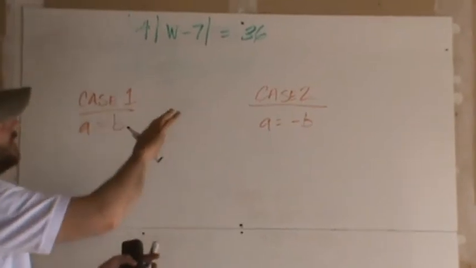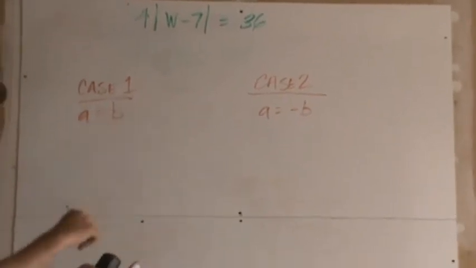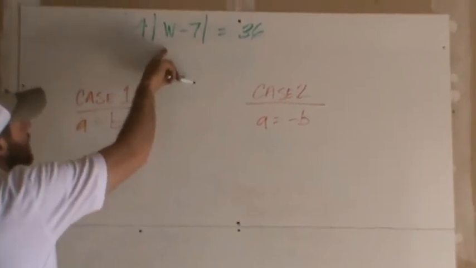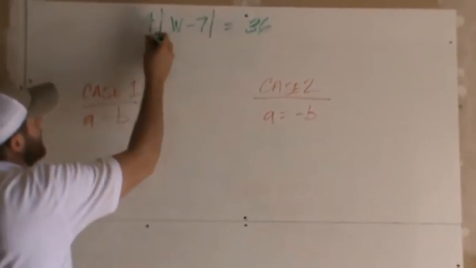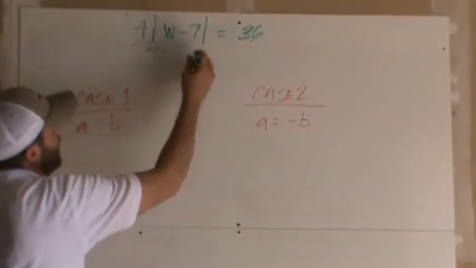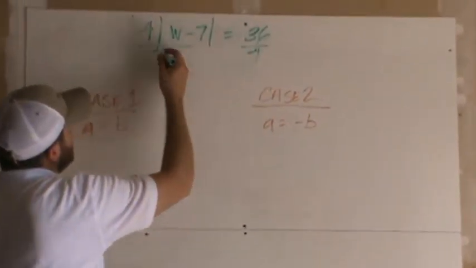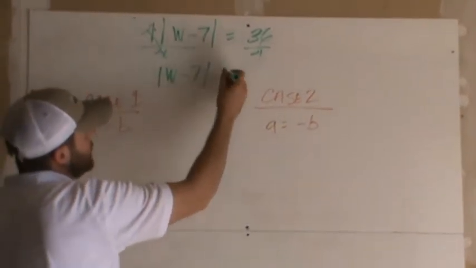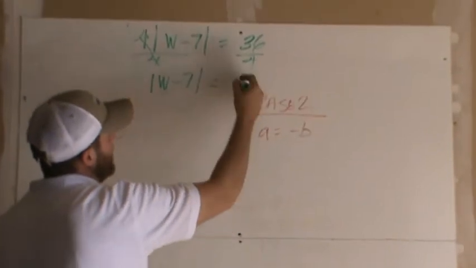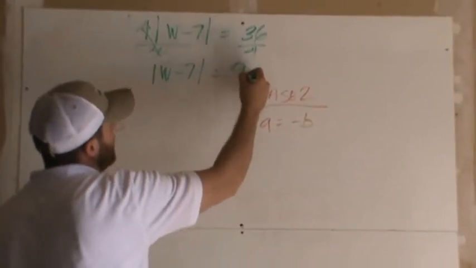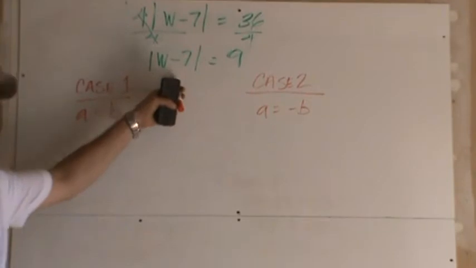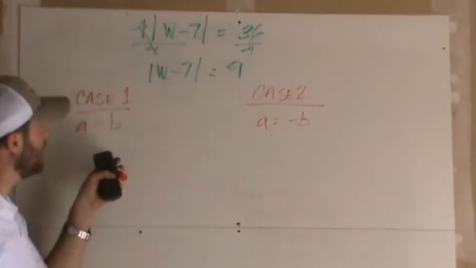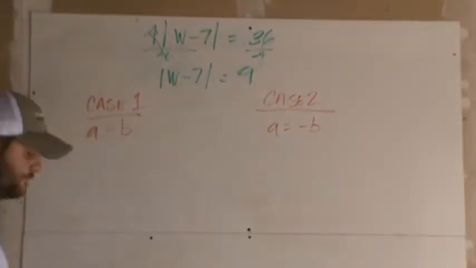So we want to get rid of that and get everything we can that's not inside that absolute value to the other side. In this case, two things next to each other means multiplication. If we're doing opposites, we're going to divide by 4, divide by 4. These will cancel, leaving us with just that w minus 7 inside the absolute value. And 36 divided by 4 should give you a positive 9. So notice that this absolute value says it should be a positive number. That's true, so we're going to go on to this case 1, case 2.